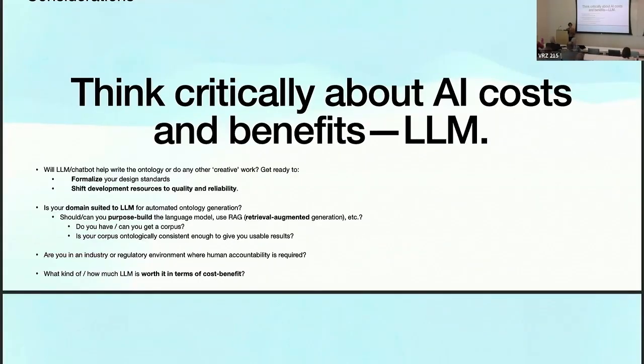Finally, if you want to do non-symbolic AI and you want the LLM, for example, to help you write the ontology or do any other creative work, formalize and ruthlessly enforce your design standards. If you want your LLM to be the subject matter expert, as someone in the audience told me last night he does, with something having to do with documents, they need to know what the design standards are. You also have to get ready to shift your engineering labor away from creativity and into quality and reliability. That may mean new people, because that's a specialized skill set.